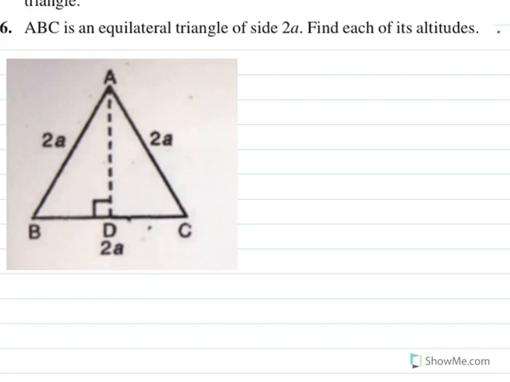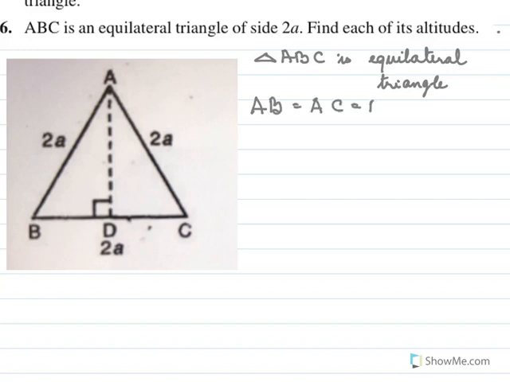ABC is an equilateral triangle of side 2A. Find each of its altitudes. So here we have triangle ABC is equilateral. Equilateral means all sides are equal. Which side? See, the side AB equal to AC equal to BC equal to 2A. We have to find its altitude.